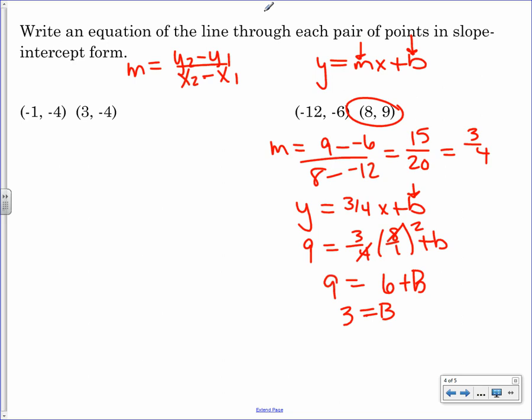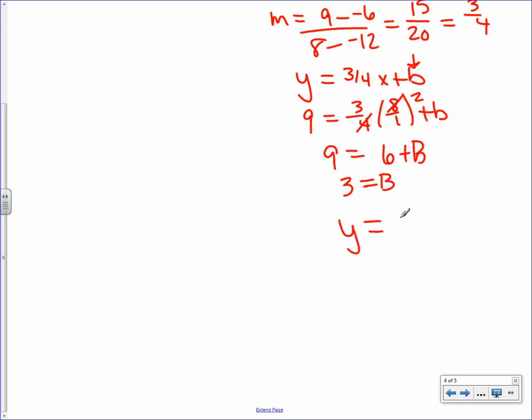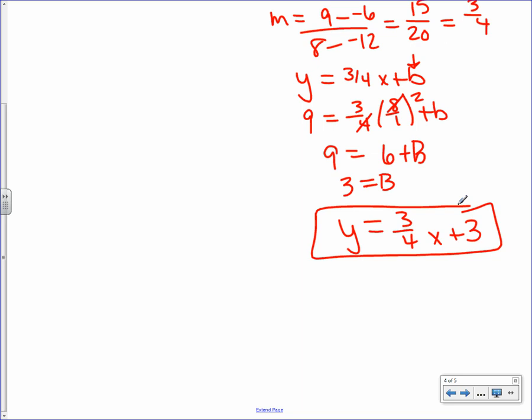The question said slope-intercept form, so that's not my final answer. My final answer is y equals mx plus b: y equals 3 over 4 x plus 3. Do you guys get what we just did? We found the slope using the slope formula. No big deal. We've been doing that forever, right? We had to find b, but a lot of people accidentally stop here when the question actually wanted the m and the b together in slope-intercept form. Did I lose anybody? You guys kind of okay?